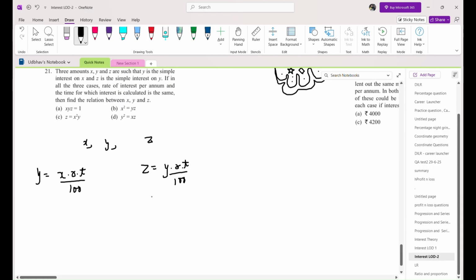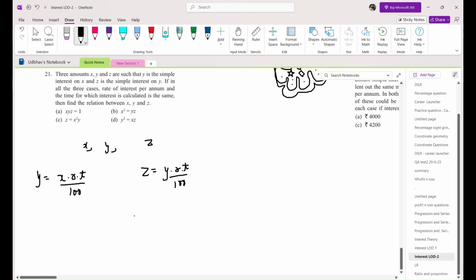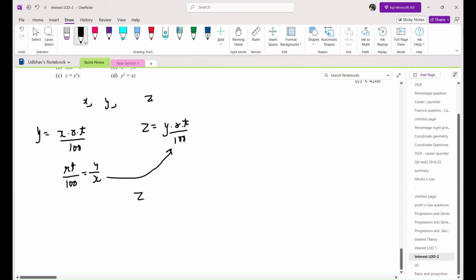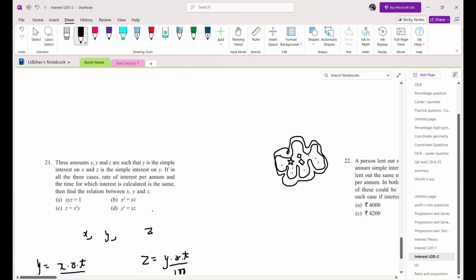So what can we do here? We can find the value of rt upon 100 from here. rt upon 100 will equal y by x, and we can put the value of rt upon 100 here. So z equals y into y by x, so xz equals y square. Option number D.